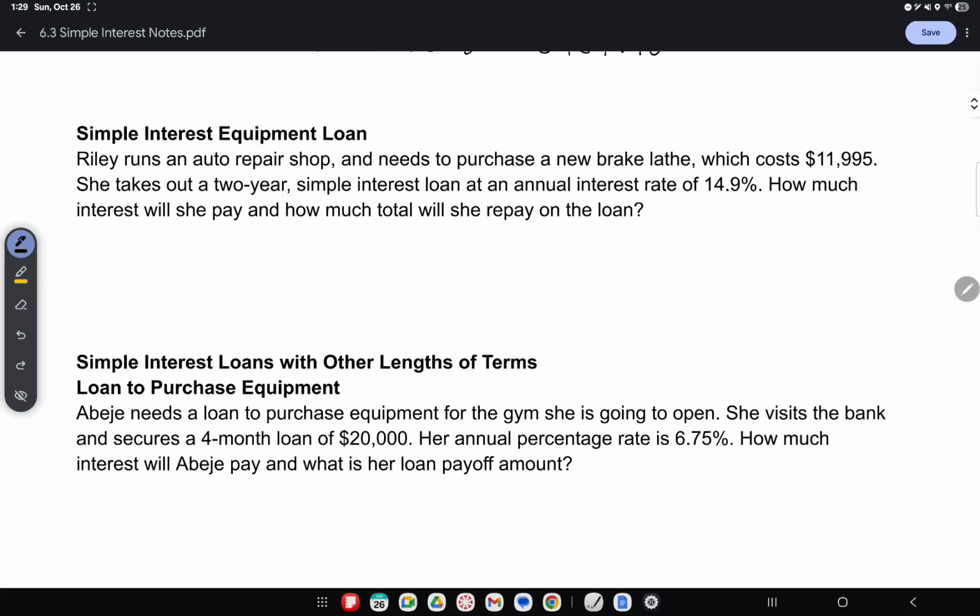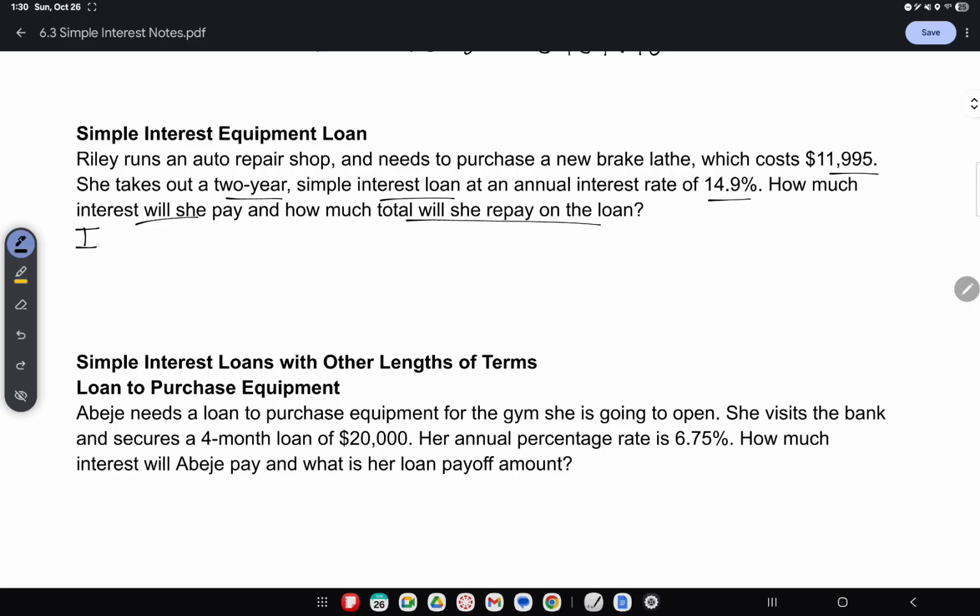All right, so we can find the interest and then find the total amount we would be having on the loan. So Riley runs an auto repair shop, needs to purchase a new brake lathe. It costs almost $12,000. We're taking out a 2-year simple interest loan with a rate of 14.9%. How much interest will she pay, and what's the total she's going to have to repay?